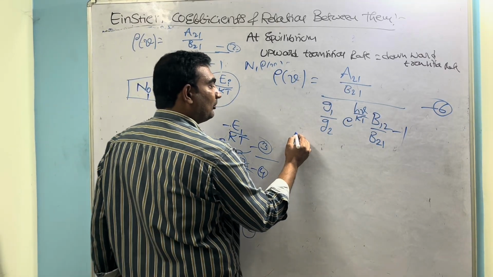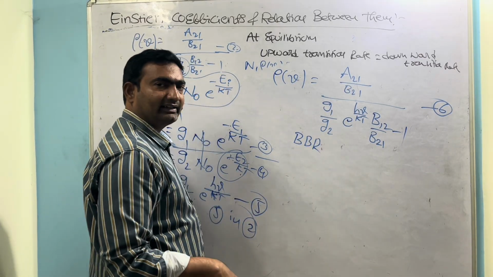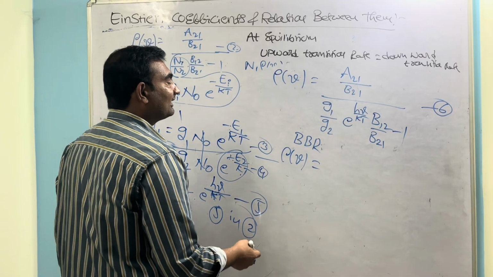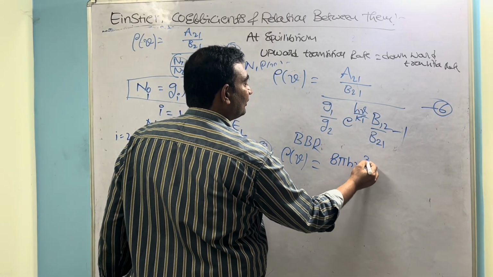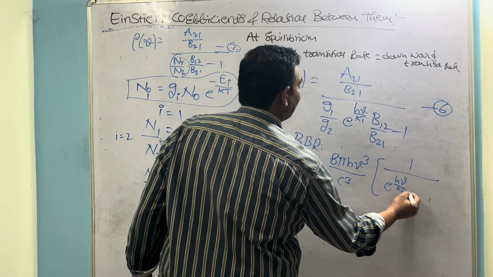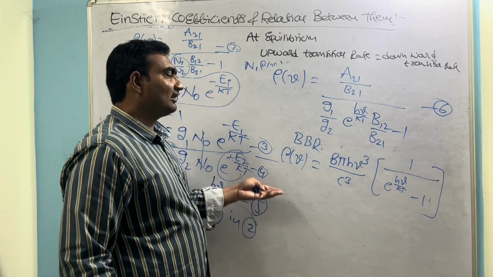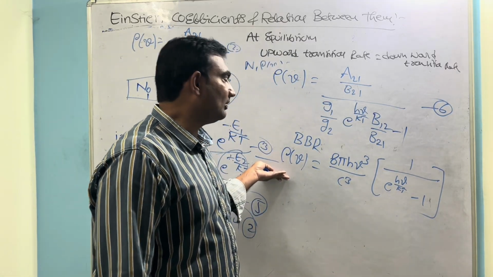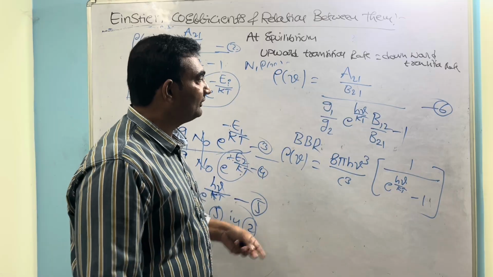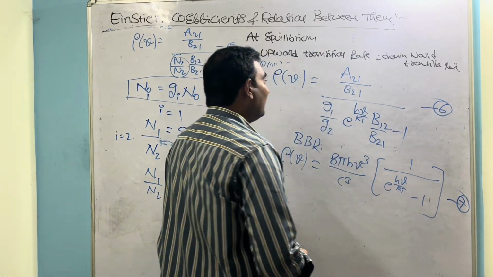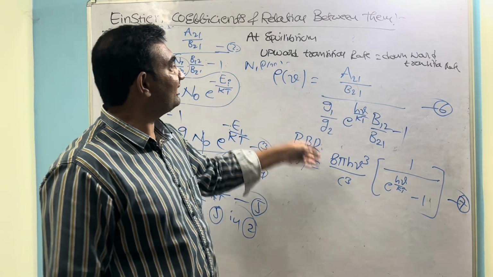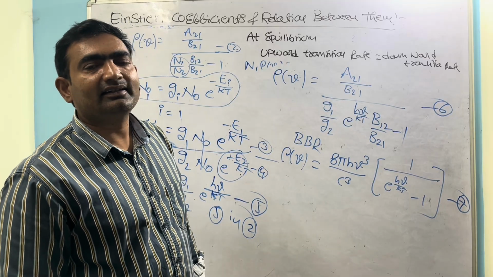According to black body radiation, BBR, the energy density of photons from Planck's law we can calculate as 8 pi h nu cube by c cube into 1 by e power h nu by kT minus 1. So Planck's law, which explains black body radiation, gives the same rho of nu. So we have two rho of nu's now. Let us compare this 6 with the 7, since both are representing rho of nu, the energy density of the incident photons.